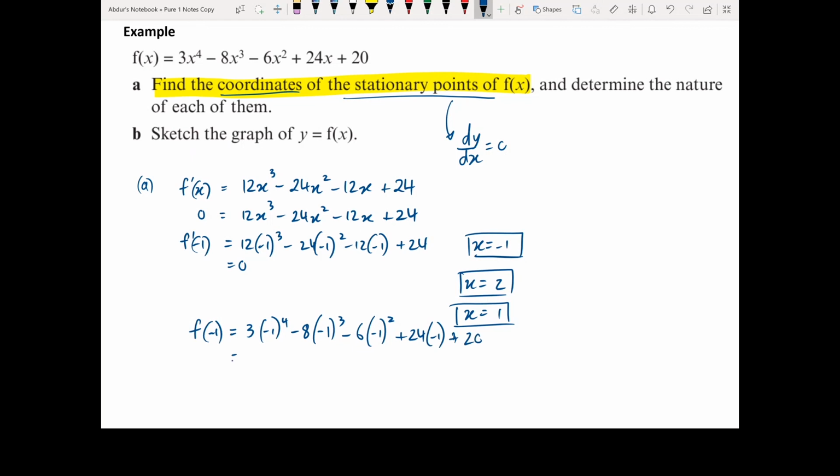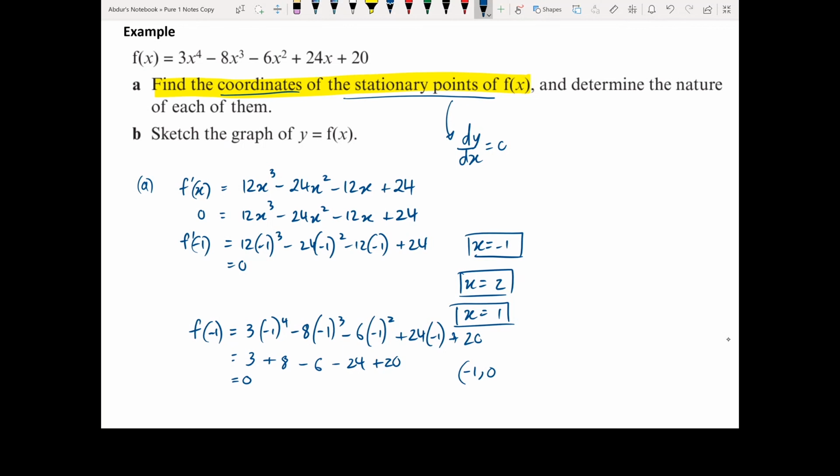So this gives us 3 plus 8 minus 6 minus 24 plus 20, which gives us 0. So that means (-1, 0) is one of the stationary points.